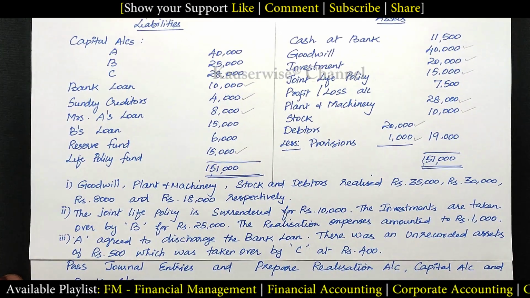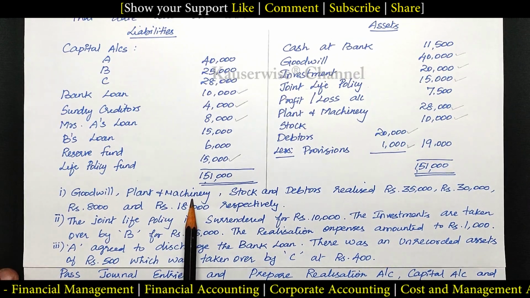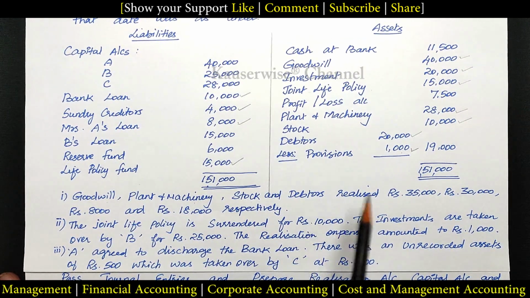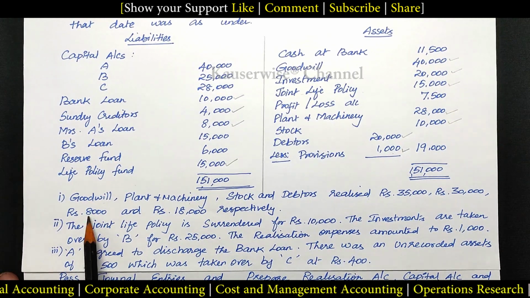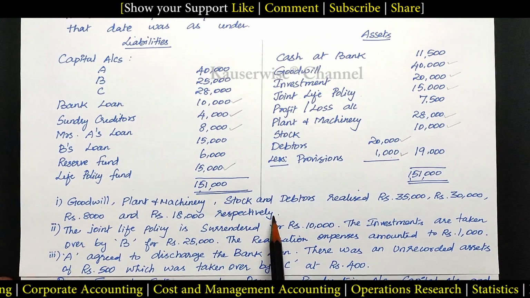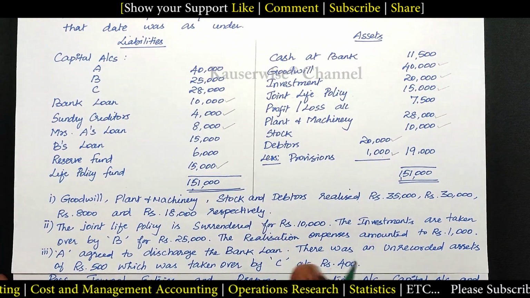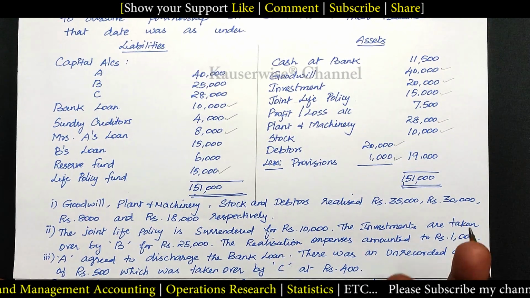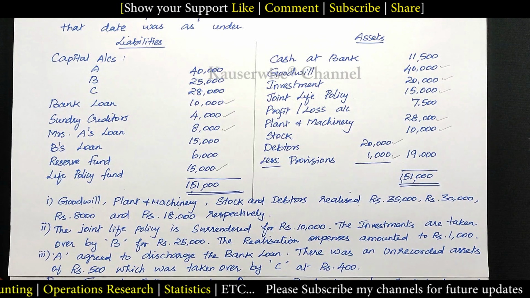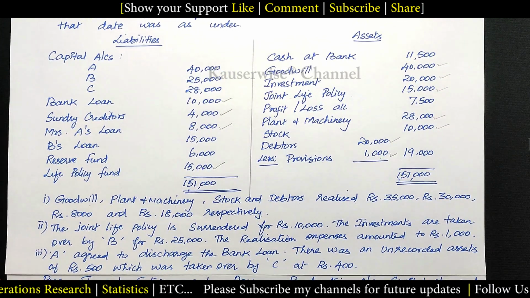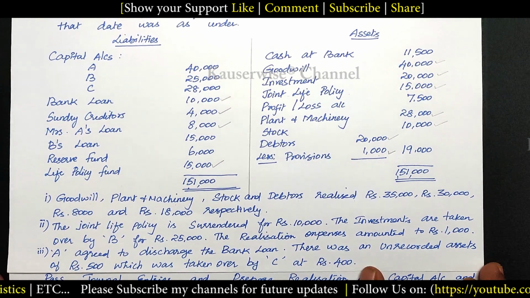now we need to check with the adjustments. Look at the first adjustment. Goodwill, plant and machinery, stock and debtors realized for rupees 35,000, 30,000, 8,000 and 18,000 respectively. Okay, so these are the assets realized for cash. What is the entry? When we realize any assets for cash, what comes in? Cash comes in. So who is the receiver? Bank is the receiver. So what is the entry? Bank account debit to realization account. Okay, see the entry.